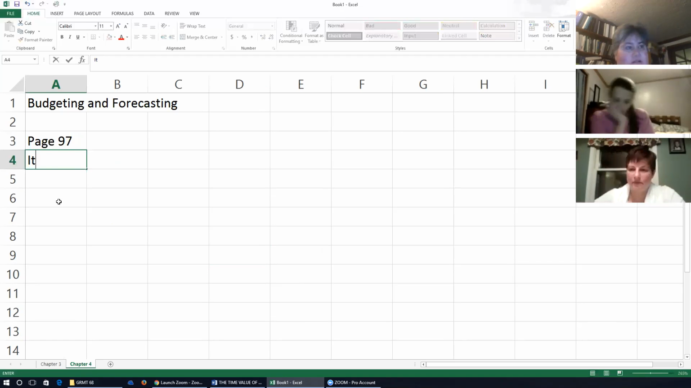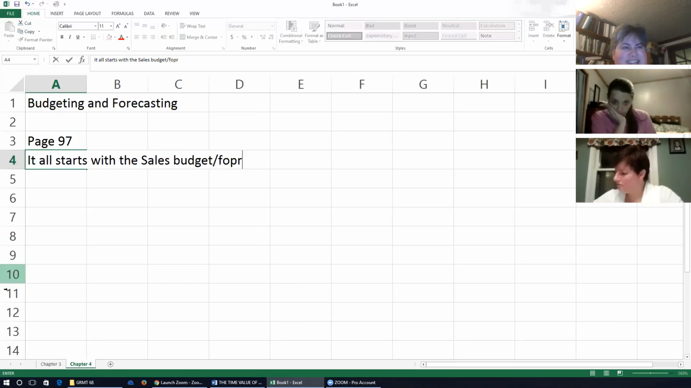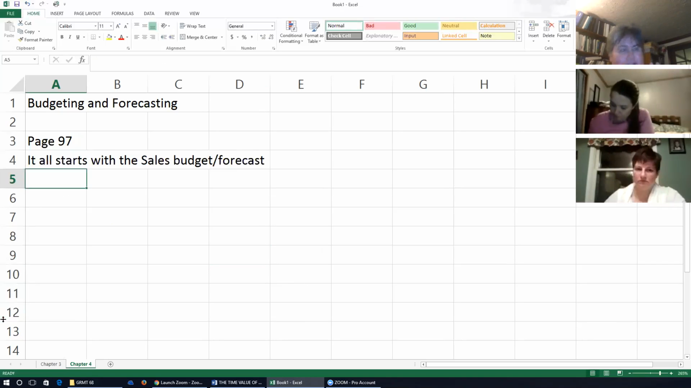It all starts with the sales budget or forecast. I'm going to use those words interchangeably. So if I use budget and they call it projection or forecast, I mean the same thing. Some high up people in the company get together and decide what they think next year's sales are going to look like. The marketing and the advertising people probably have a say in it. Production, everybody comes together and they come up with some number.